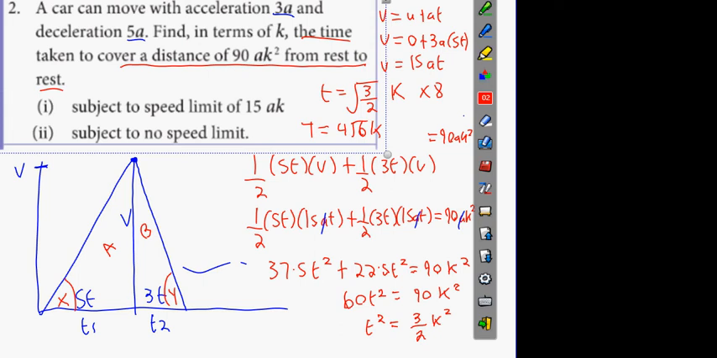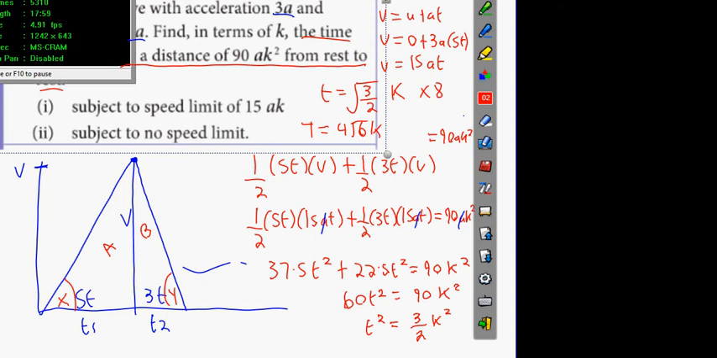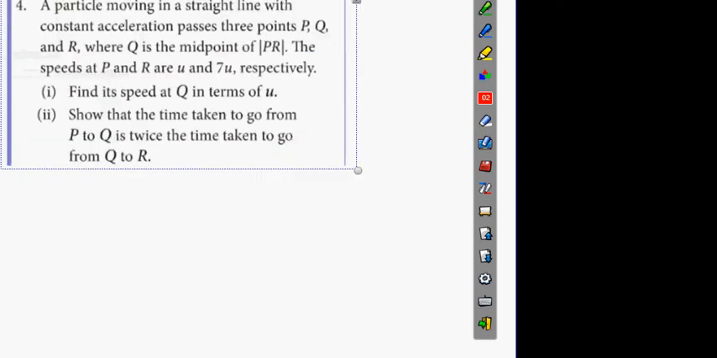Alright guys. So, this question here, if you read the language, a particle moving in a straight line with constant acceleration. Constant acceleration means a equals a. It's the same for all intervals, the same for any part in this question. It passes through points P, Q and R. In fact, there's 3 different points, means we're looking at an interval question, where Q is the midpoint of PR.